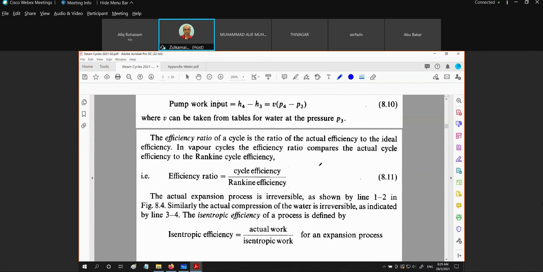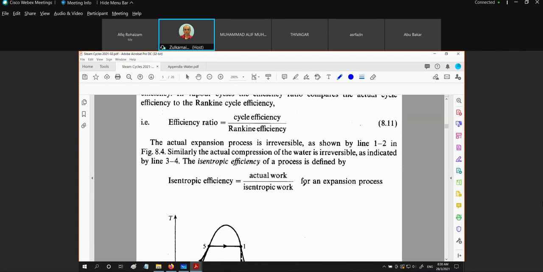And then we have also what we call the cycle efficiency ratio. I'm not sure about this efficiency ratio. As far as the exam and test are concerned, I have never seen this type of question being asked. The efficiency ratio is defined as the cycle efficiency divided by the Rankine efficiency, where the cycle efficiency is the actual efficiency, and the Rankine is assumed as the ideal case.